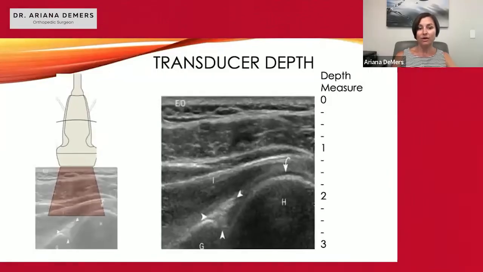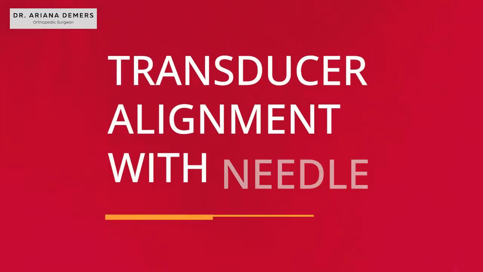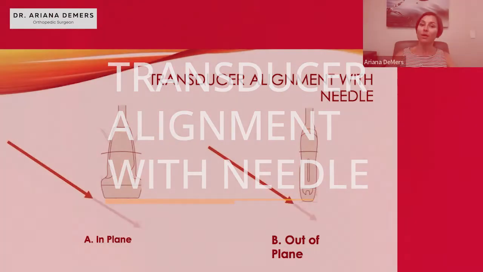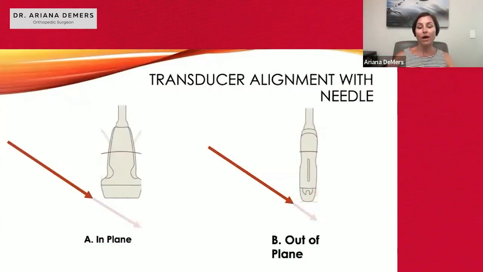And so ultimately, I always try to remember the depth. Especially if you're looking at doing an injection or something to that, make sure that you have a long enough needle to get to the target that you're shooting for. So when we're talking about transducer alignment with the needle, we speak about whether it's in plane, meaning collinear with the probe, or out of plane, which is perpendicular to the beam.